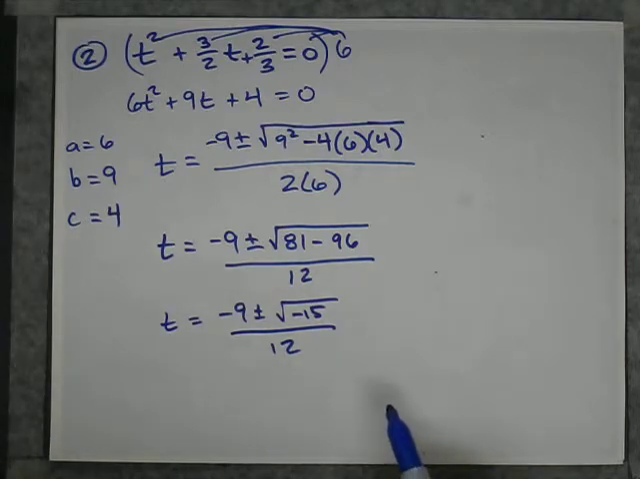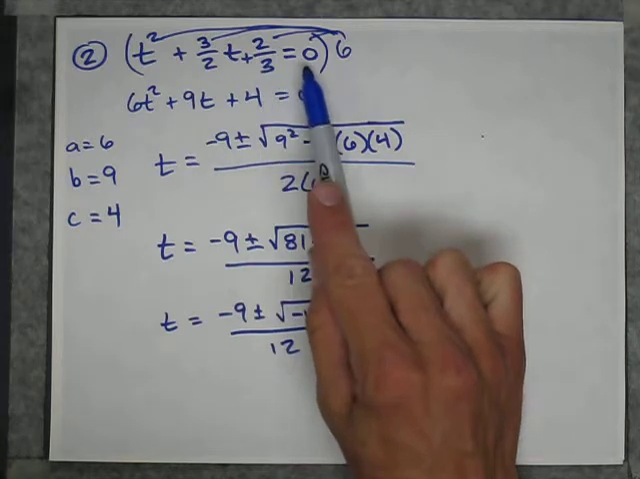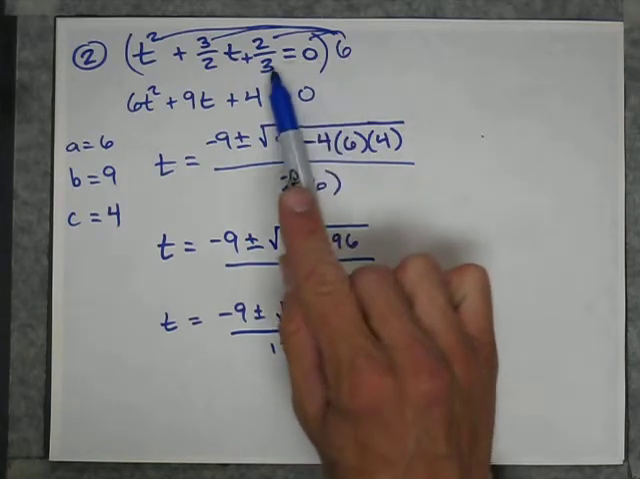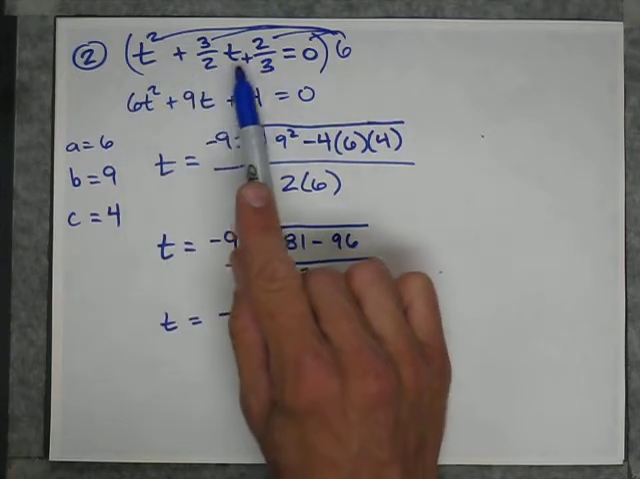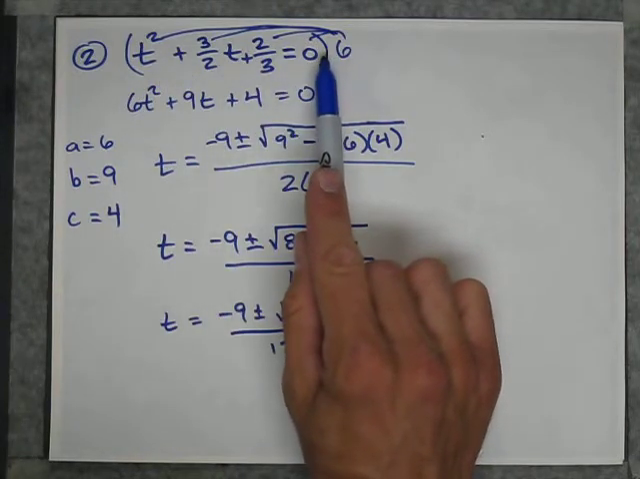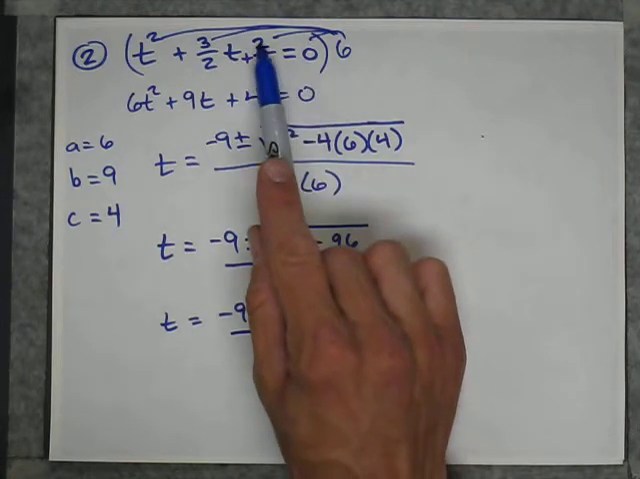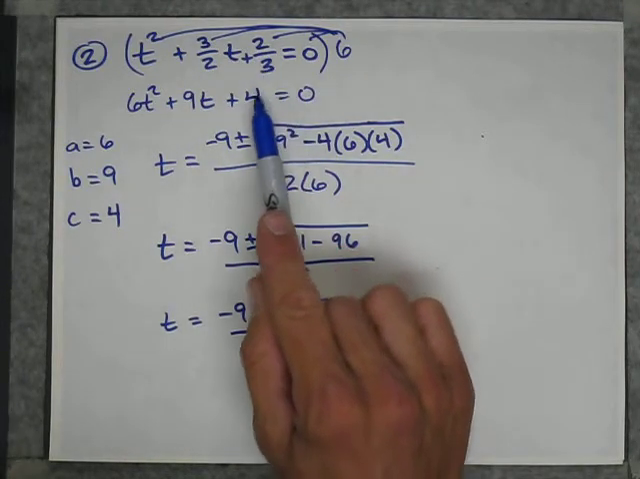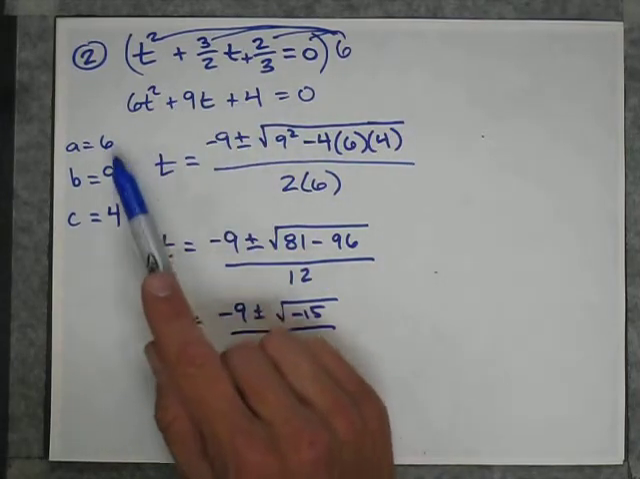So if we have t squared plus 3 halves t plus 2/3 is equal to 0, our LCD is going to be 6. So we take the 6, okay, 6t squared, check. 6 times 3 is 18, divided by 2 is 9. 6 times 2 is 12. 12 divided by 3 is 4. None of those are negative, so I have 6, 9, and 4.